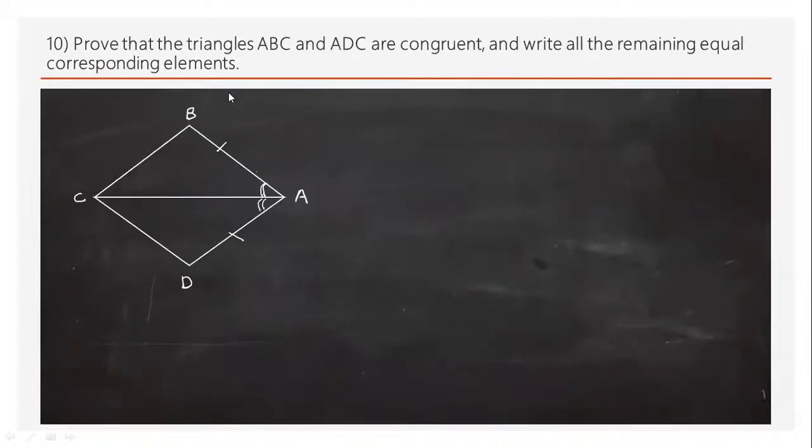Prove that the triangles ABC and ADC are congruent and write all the remaining equal corresponding elements. Not only that, we have to write all the corresponding remaining elements too. In the triangles, you can take first one triangle ABC and triangle ADC.